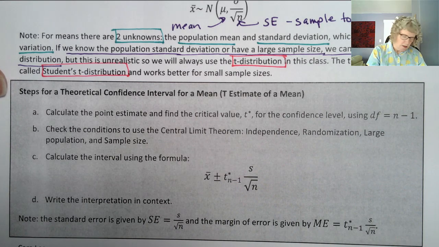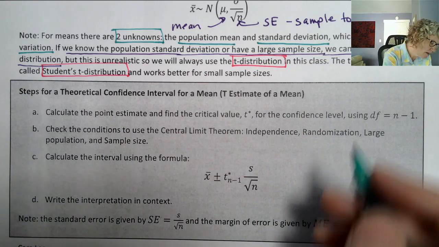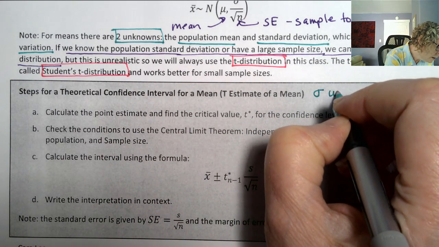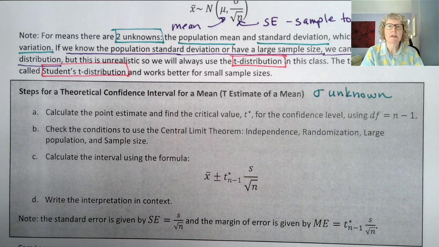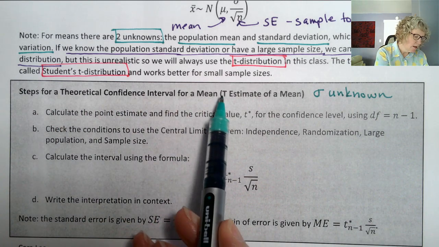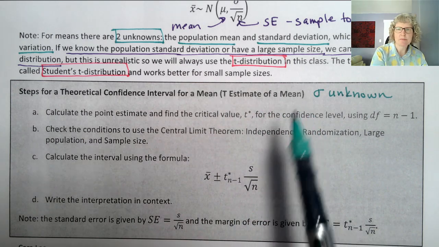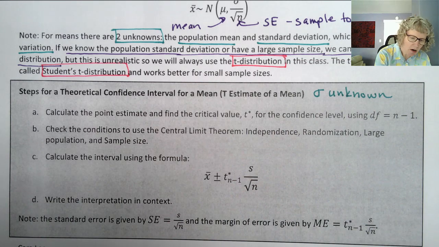Okay, and we are assuming, so this is sigma unknown. If you were comparing this to other videos, if sigma is known, you can use the normal, but we are not going to do that case, okay? So this is steps for a theoretical confidence interval for a mean, and also in GeoGebra is called t-estimate of a mean.